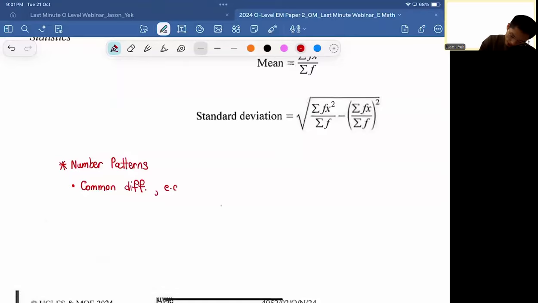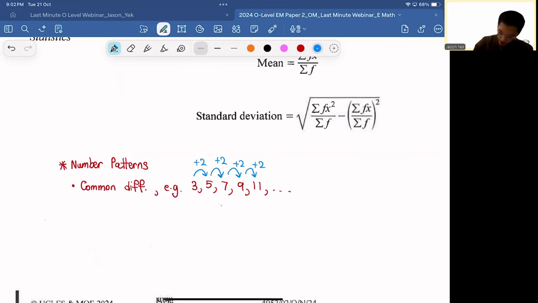Say, for example, you have a pattern like 3, 5, 7, 9, 11. This is a number pattern with common difference. So we know it's an addition of 2, so plus 2, plus 2, plus 2, and so on. So what is the main formula? For common difference, good news is there is a standard formula that you all can follow. In this case, it's not dn. Let me write it down. It's going to be a plus (n minus 1) d. This is your first term, and this is your common difference. Let me just take note of certain stuff first.